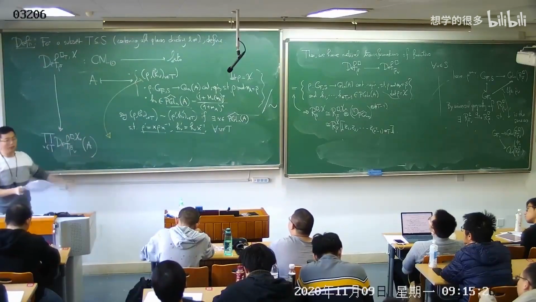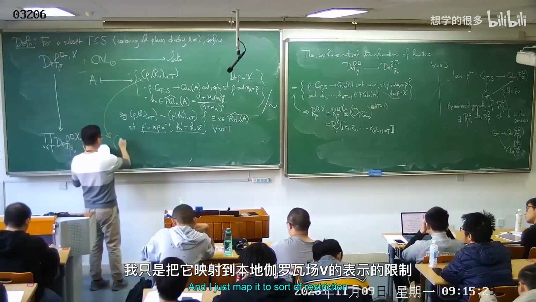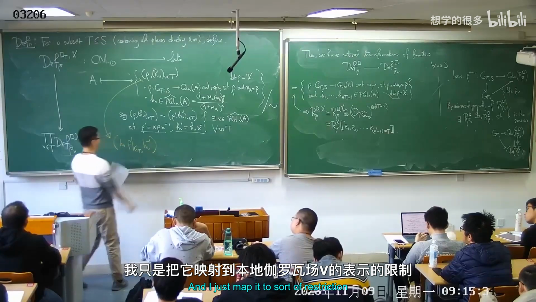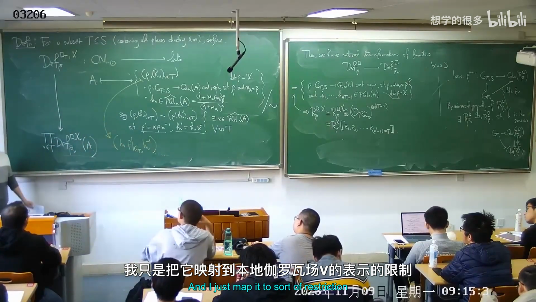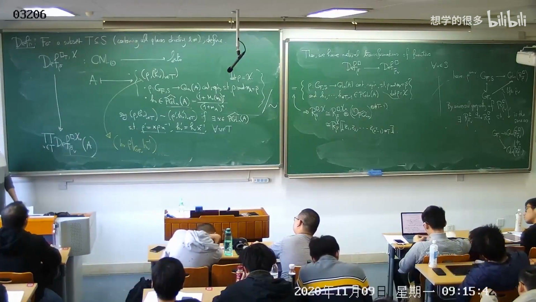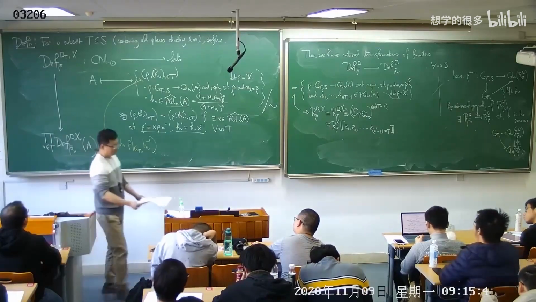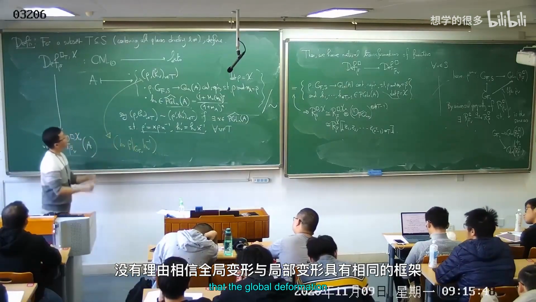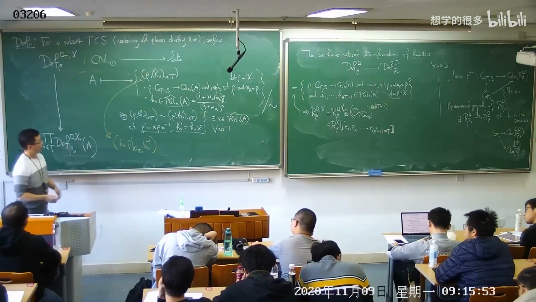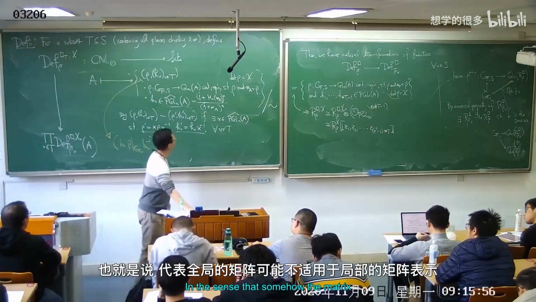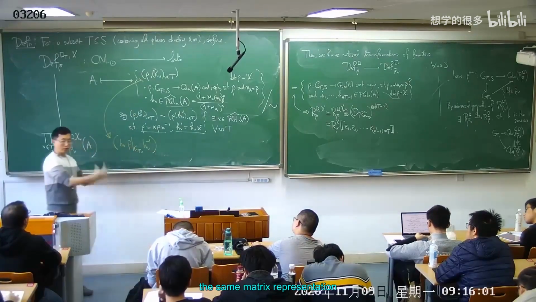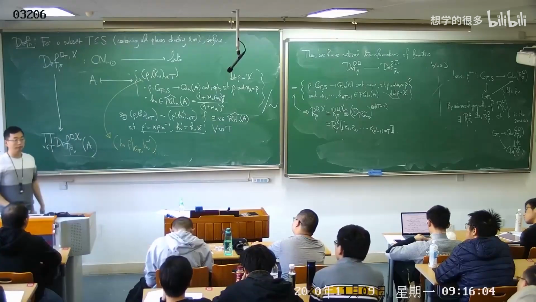So we have this tuple here, and I just map it to the restriction of the representation to the local Galois group at V. But the philosophy is that there's no reason that the global deformation and local deformation have the same framing, in the sense that the matrix representation for the global one may not work to be the same matrix representation for the local one.